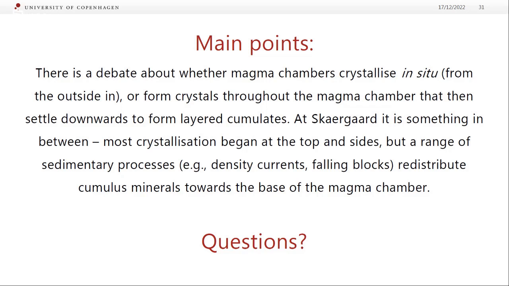I think what's quite unique about Skaergaard, maybe not completely unique, is that it is just so close to perfect fractional crystallization. And when we talk about Bushveld, you see there's all these other processes that can disrupt what's going on. This is probably the extreme end of things. It's a big closed fractional magma chamber, but it has to be big enough for the density currents and stuff.